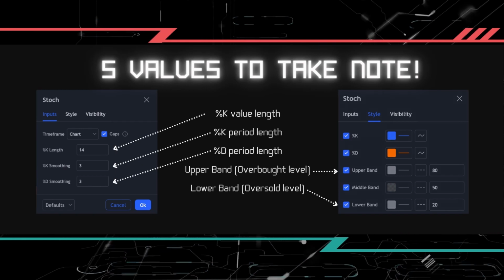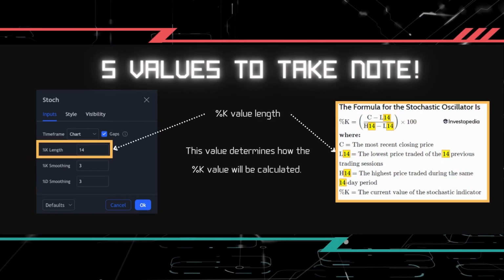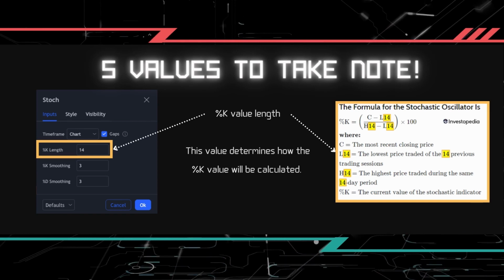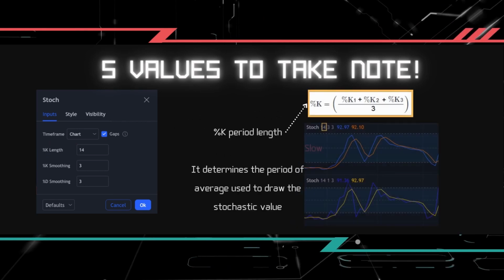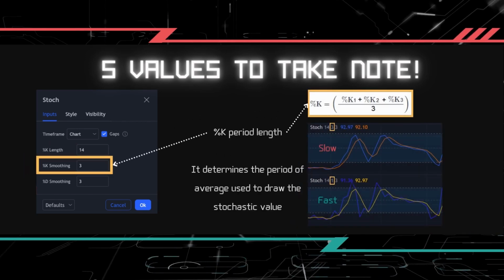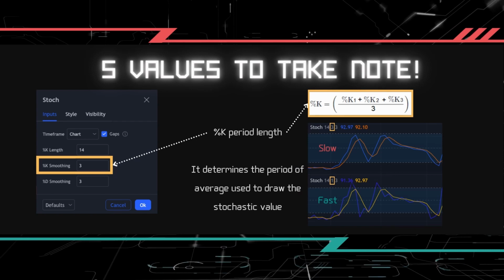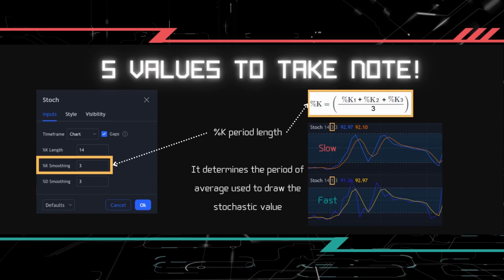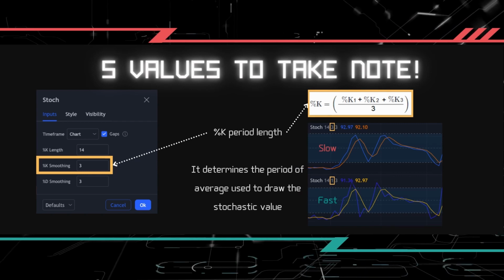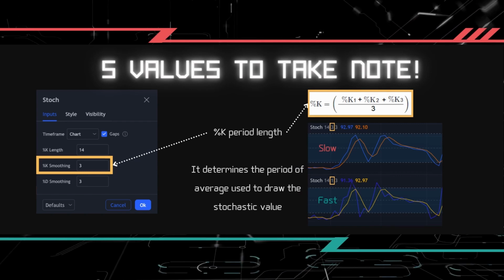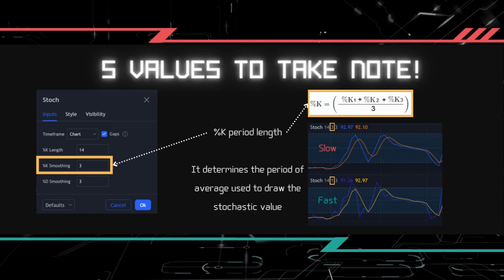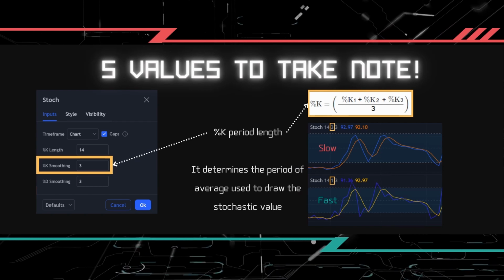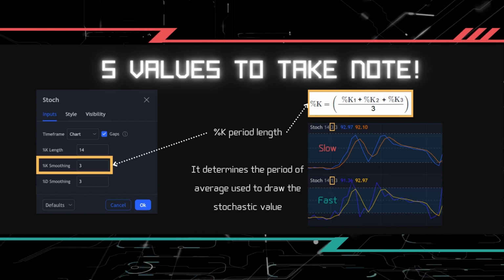The first value in the setting, the percentage K period, determines the stochastic value. You do not really need to memorize the calculation since it has been calculated for us. The second value in the setting is the smoothing of percentage K, which determines the period of average used to draw the stochastic value. In TradingView, the value of 1 would mean to use the exact percentage K value, which is also known as the fast stochastic indicator, and the value of 3 would mean that it would be a slow stochastic. The fast stochastic uses the most recent price data, while the slow stochastic uses a moving average.